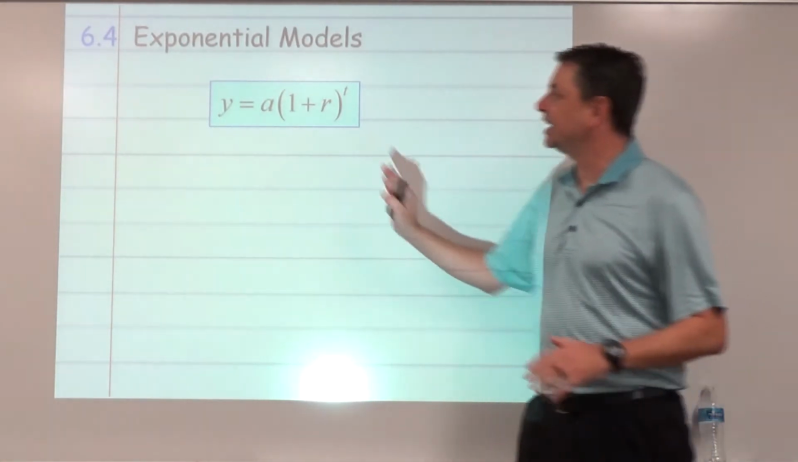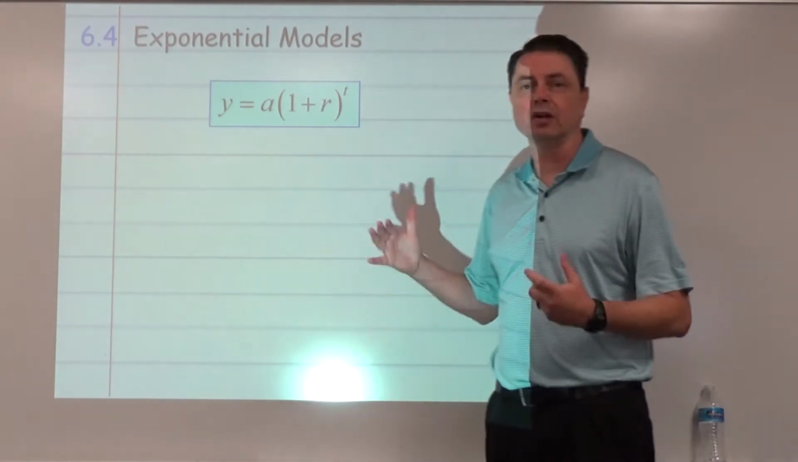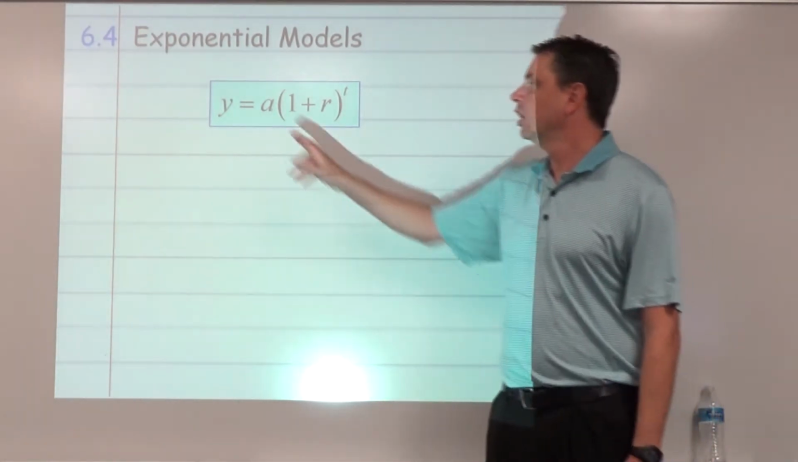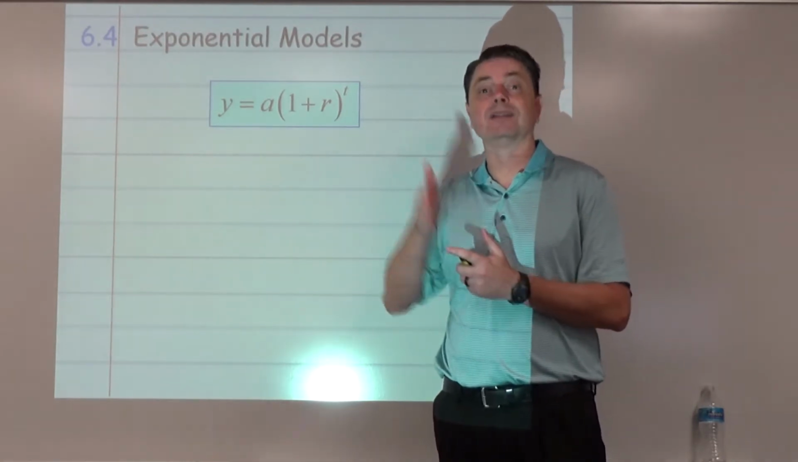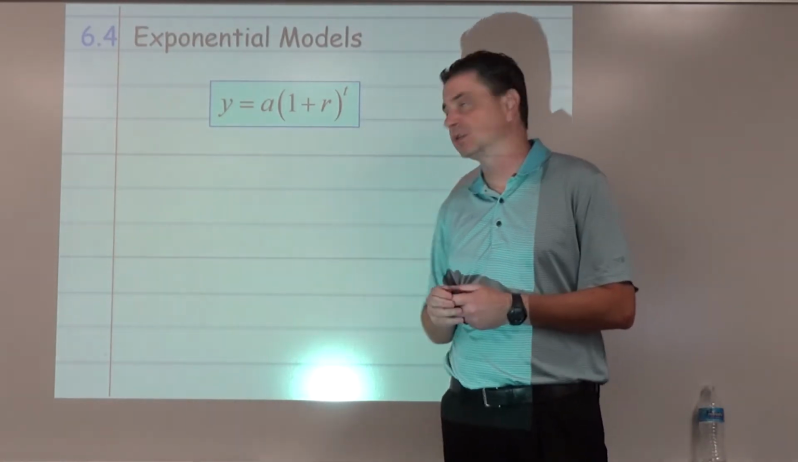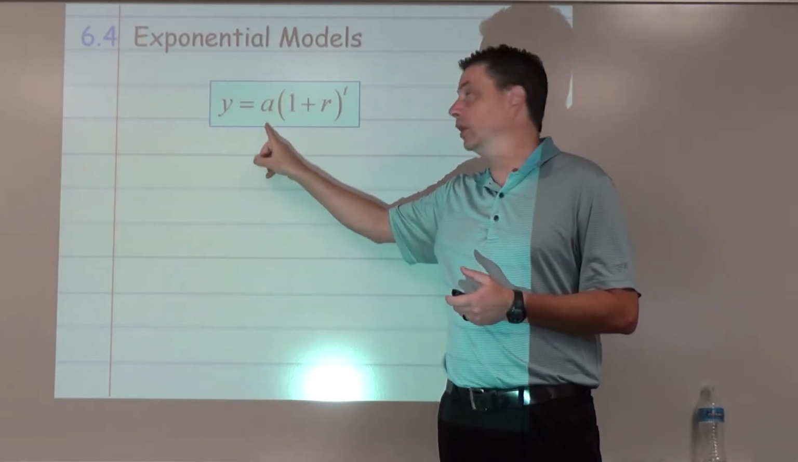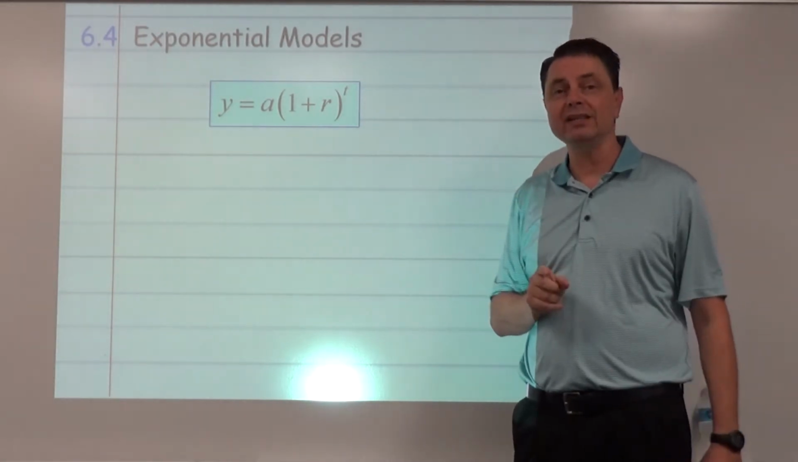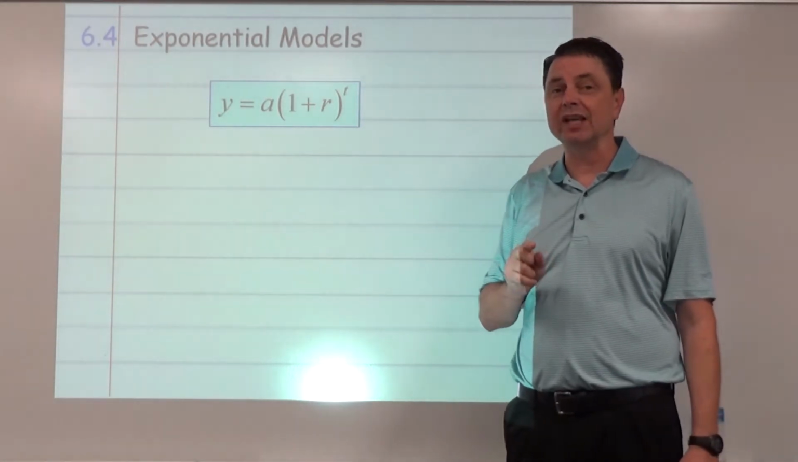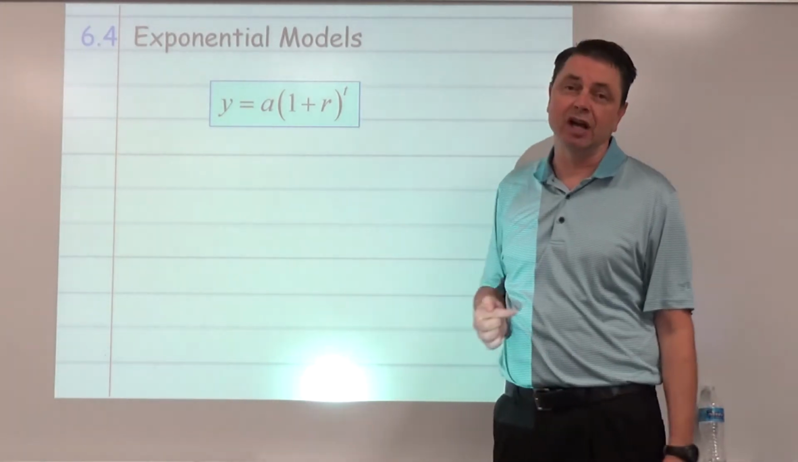So our first exponential model that we're going to use is just a standard exponential growth model. Y is going to represent the amount of whatever we're talking about later after time has expired. A is your initial amount. What did you start with? 1 plus R. R is the growth rate. We would need to change that from percent to decimal. And then T is your time.